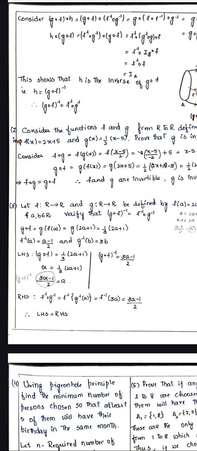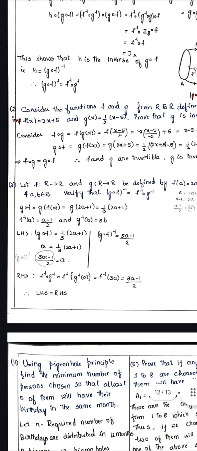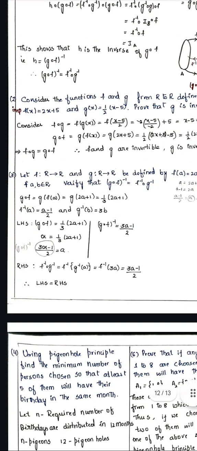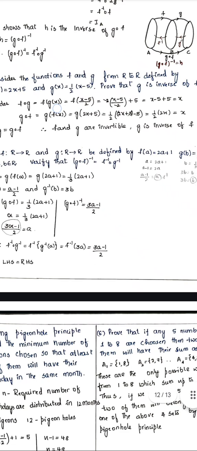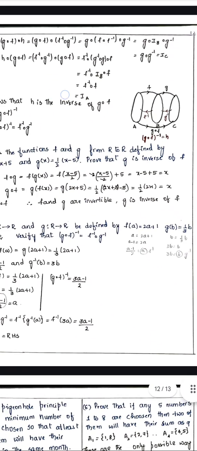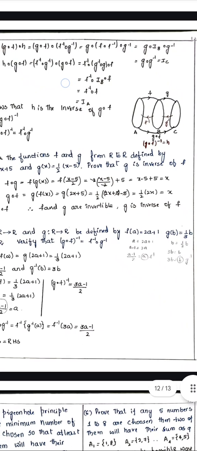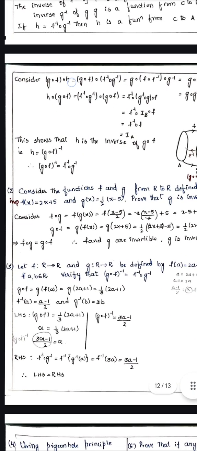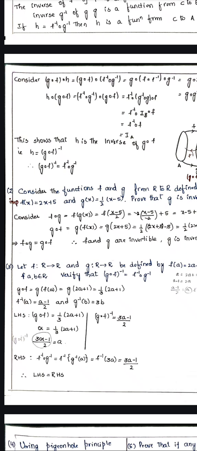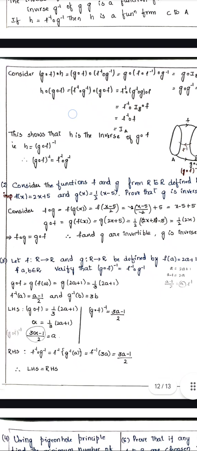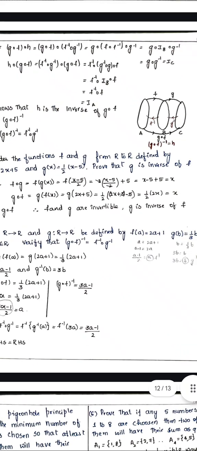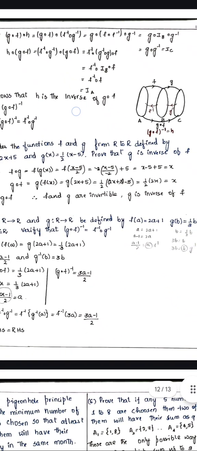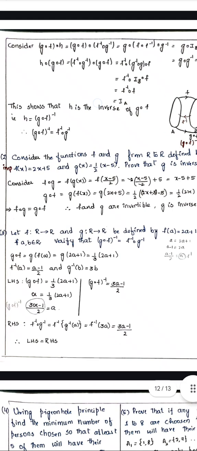Let f be a function from R to R, and g from R to R be defined by f of a equals 2a plus 1, g of b equals 1 by 3 b. So we have g of f. Verify that (g of f) whole inverse equals f inverse of g inverse. Then (g of f) of a. What is f of a? 2a plus 1, g of 2a plus 1. What is g? 1 by 3 b. So 1 by 3 into (2a plus 1).